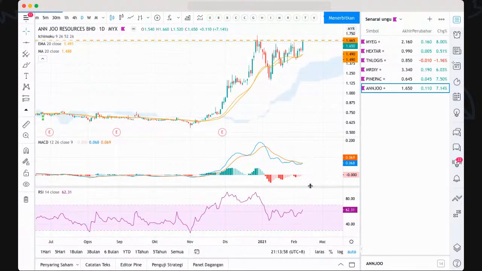So some of our members in the Academy, for example, told me their concern, that they are afraid when they enter a counter that is already high, when it's a breakout which is already high.